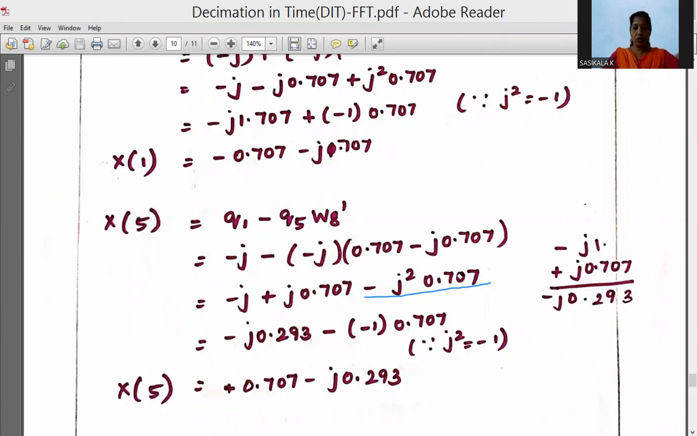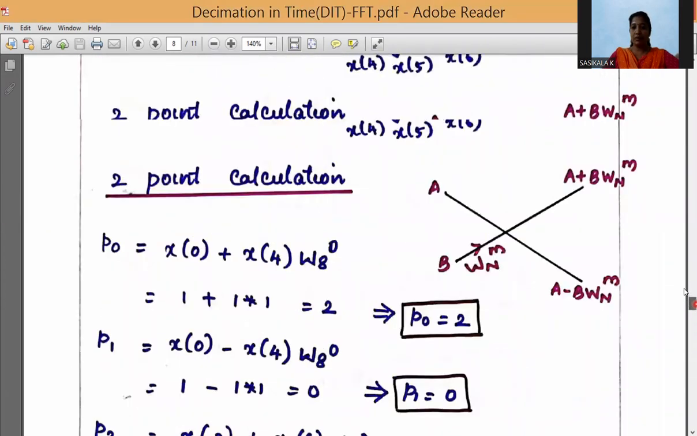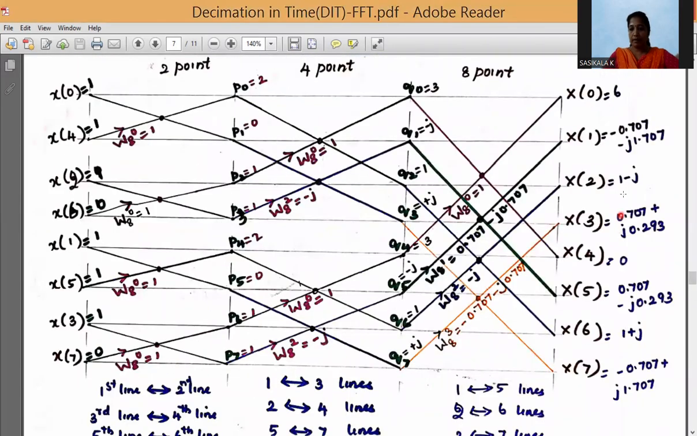X of 5's output. So we have got X of 1 and X of 5. Substitute the value of X of 1 to be minus 0.707 minus j 1.707 and X of 5 as 0.707 minus j 0.293. So X of 1's value and X of 5's value are substituted. And now what is the X of 2?